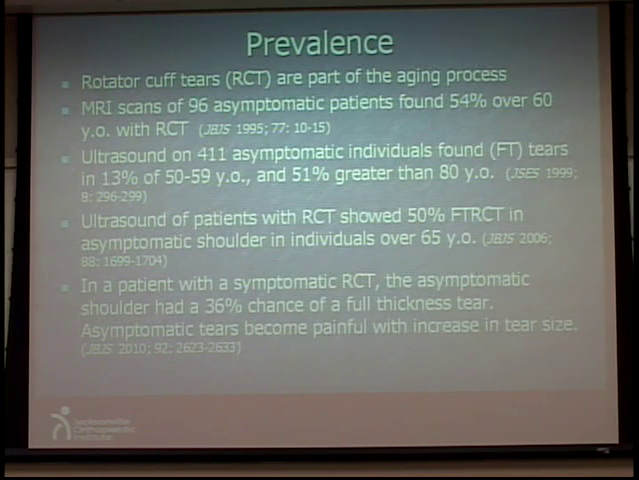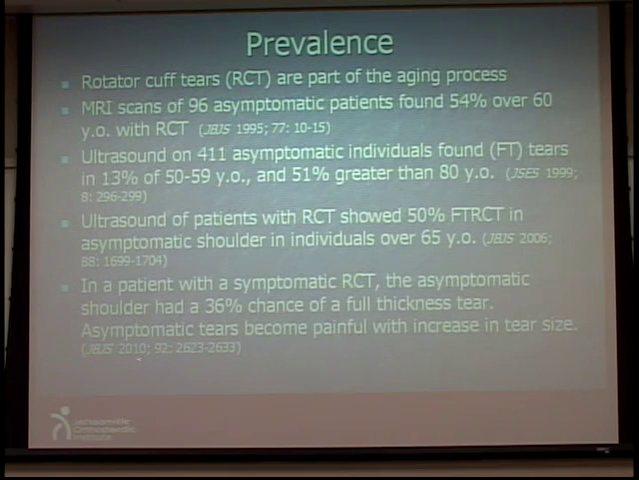Ultrasound, another modality for detecting rotator cuff pathology, on 411 asymptomatic individuals, found tearing, and this is full thickness, complete tearing, in 13% between the age of 50 and 59, and over half of those over the age of 80. Once again, asymptomatic patients. When a patient is known to have a rotator cuff tear, an ultrasound of the contralateral asymptomatic shoulder, once again, found about half of those had rotator cuff tearing over the age of 65.